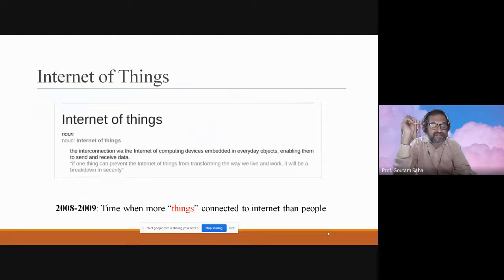That means IoT enables physical objects to see, hear, think, and perform jobs by having them talk together, to share information, and to coordinate decisions. This is the definition of IoT. Now, IoT enables physical objects to see, hear, think, and perform jobs by having them talk together. You understand it very carefully.